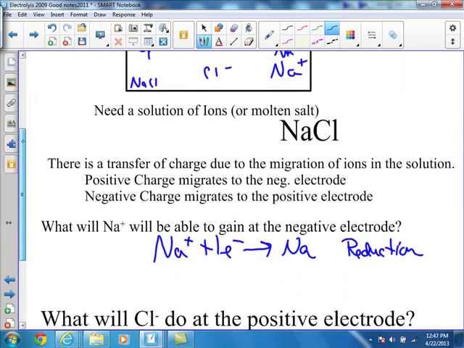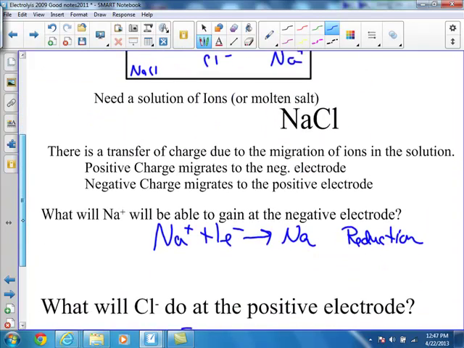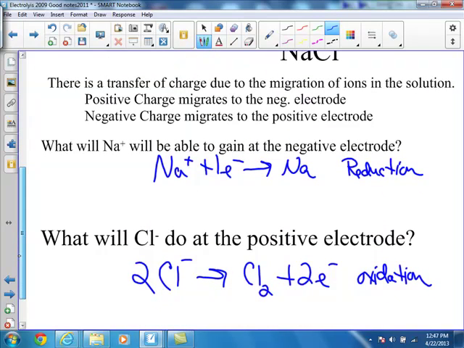Okay, so at this terminal over here, this is oxidation. This is reduction. And that's what's happening in electrolysis. So that's one simple electrolysis. What does this run? What does it do? I'll show you in a minute.